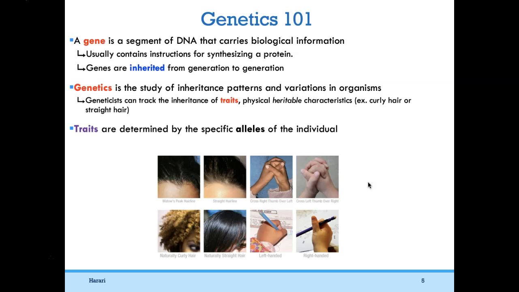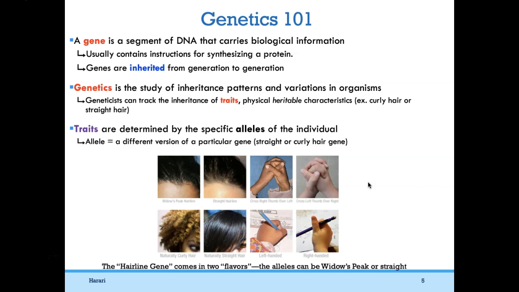Traits are determined by the specific alleles that an individual has. And we said that alleles are different versions of a particular gene. So we all have two copies of the hair texture gene. This is simplifying it, right? We both have a hair texture gene. We got one from mom and one from dad. But it can be of two different alleles, right? Each gene can either be a straight hair allele or a curly hair allele. So depending on the two alleles, the trait might be curly hair or straight hair.